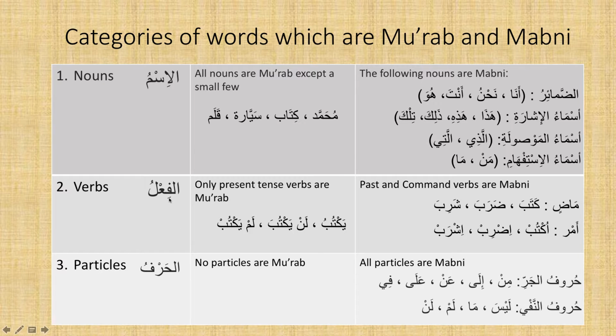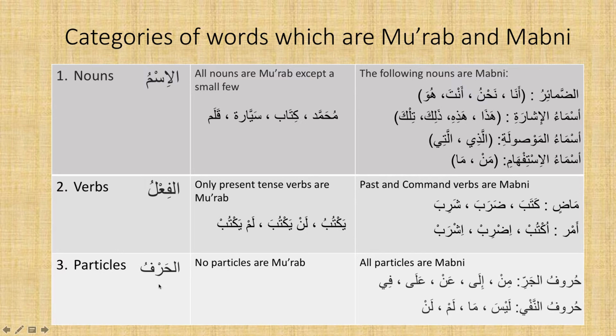The next category, al-fi'l. Only present tense verbs are mu'rab. For example, يكتب, لن يكتب, لم يكتب. Notice how the mark on the last letter changes depending on different circumstances. However, past and command verbs are mabni. So فعل ماض, كتب, ضرب, شرب, will always end in this fatha. And amr, command form, uktub, idrib, ishrab, they always end in a sukun.